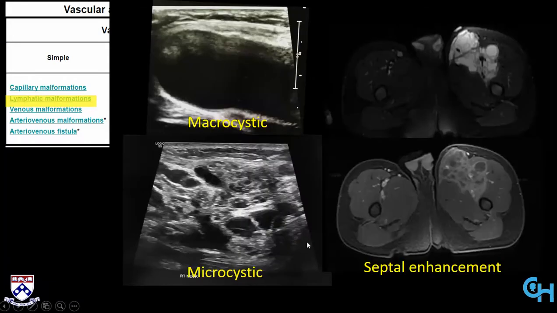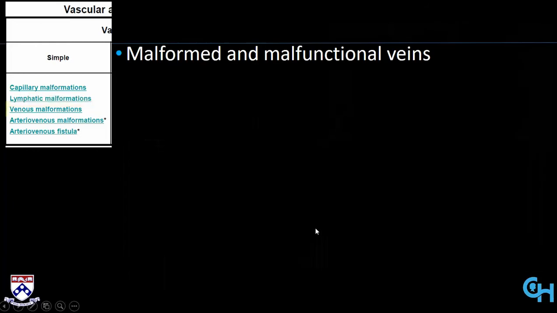So these are some characteristic ultrasound images of macrocystic and then microcystic lymphatic malformations. On MRI, you have a T2 hyperintense focus here, and on post-contrast imaging, they show only septal enhancement. So this is lymphatic malformation.